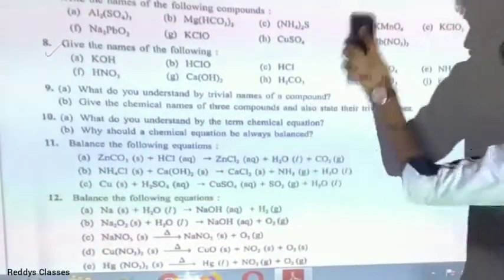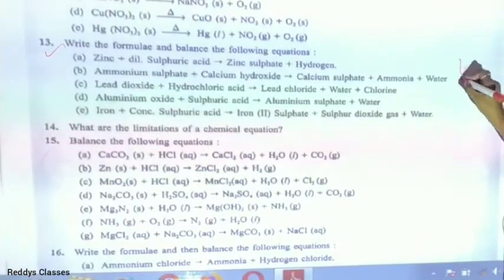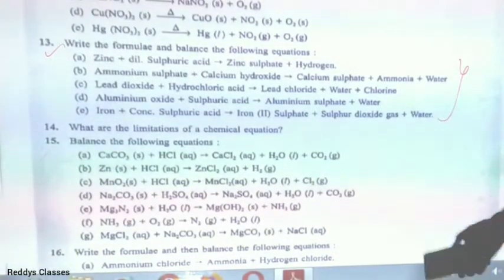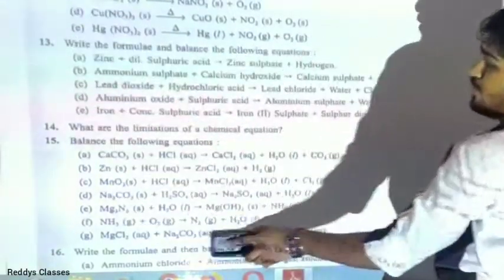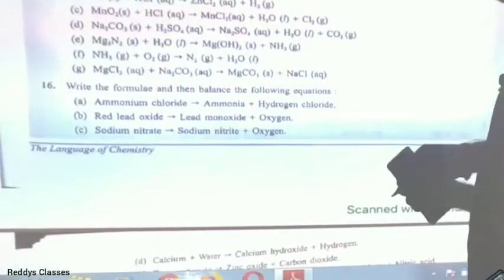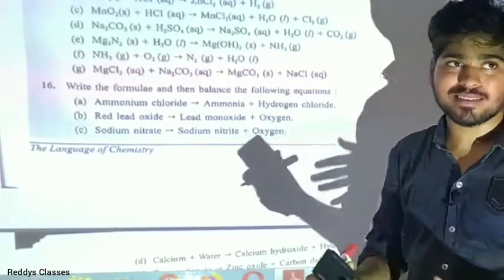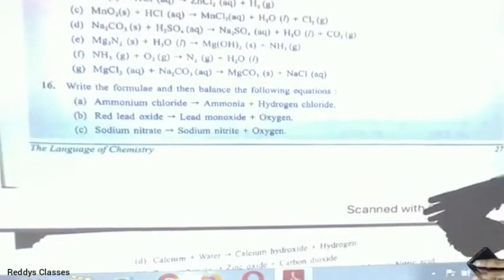You have to balance the chemical equations. You have been given the names of the equations, and you have to write the formulas for the equations. What are the limitations of a chemical equation? In this exercise, many of the questions are related to balancing the chemical equations. Make sure you balance the chemical equations well.